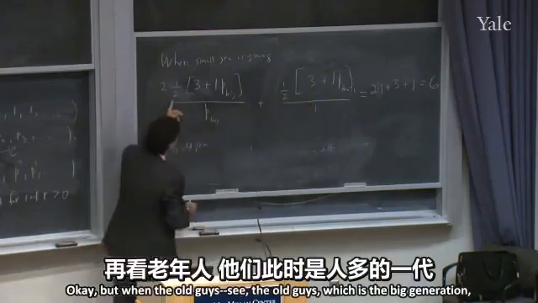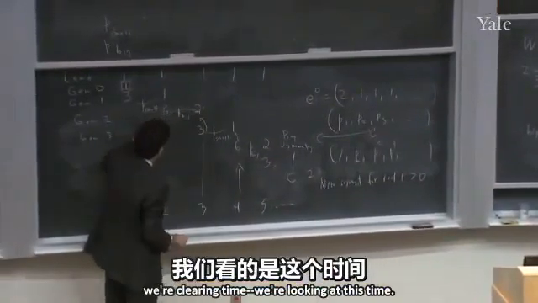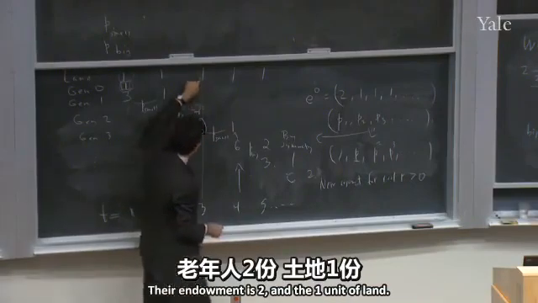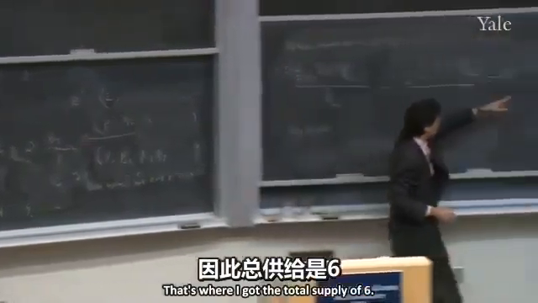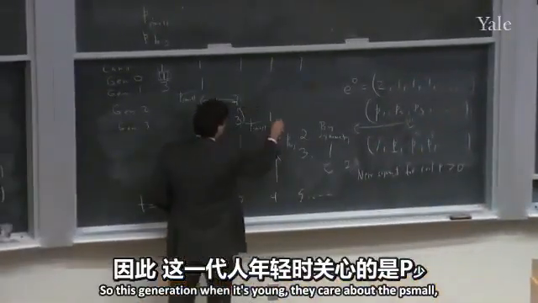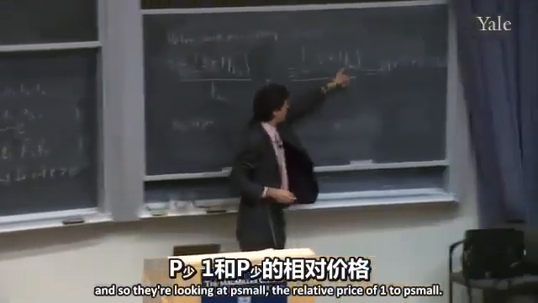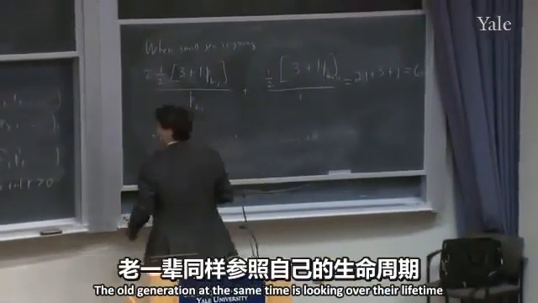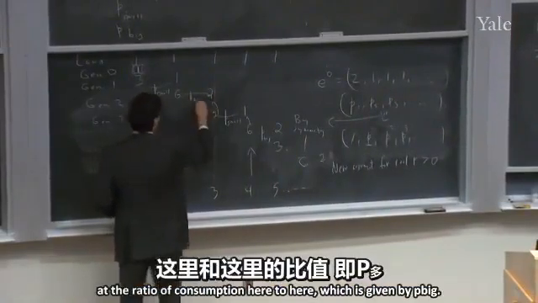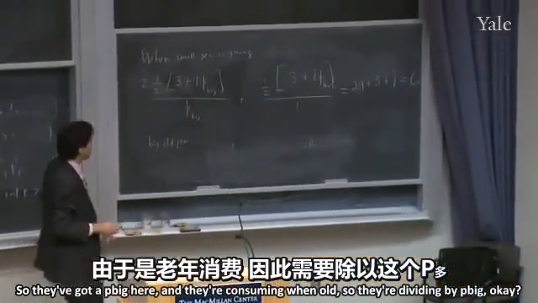Okay? But the old guys, which is the big generation, we're clearing this time. So the total endowment is 3 for the young generation, their endowment is 2, and the 1 unit of land, that's where I got the total supply of 6. So this generation, when it's young, they care about the P small, the relative price between here and here. And so they're looking at P small, the relative price of 1 to P small. The old generation, at the same time, is looking over their lifetime at the ratio of consumption here to here, which is given by P big. So they've got a P big here, and they're consuming when old, so they're dividing by P big.